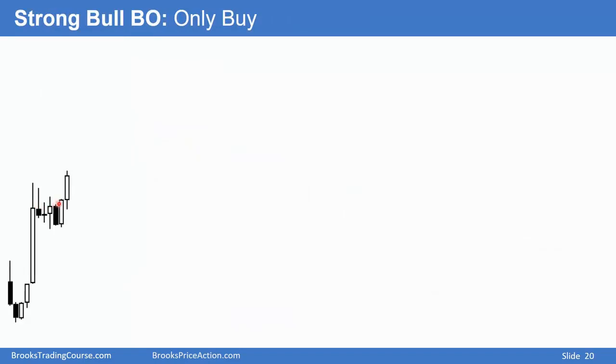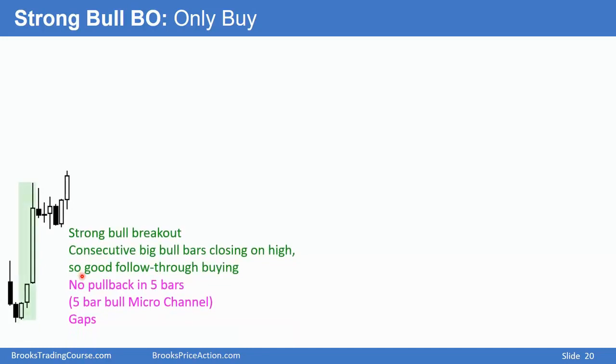Strong bull breakout, and then a high 2 bull flag, high 1, and then high 2. Consecutive bull bars, the bodies getting bigger, closing on their high or near their high. No pullback in 5 bars, 1, and then 3, and then 1 more here, so that's 5 bars. 5 bar bull microchannel. Even with this bear bar, probably buyers below for at least a little bit more up. Maybe here, maybe here.